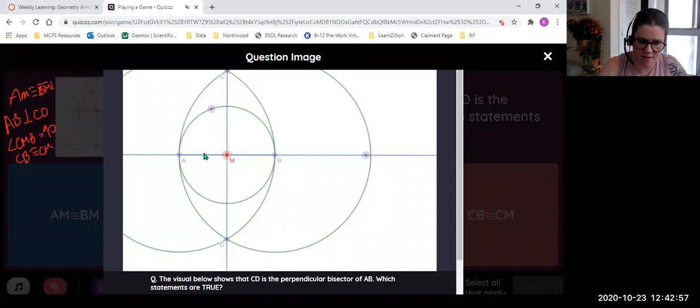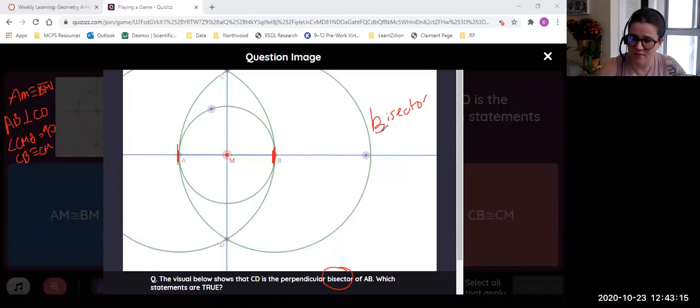All right. AM is equal to BM. Well, we were told that it is a perpendicular bisector of AB, right? So if it's a bisector, bi means two, sect means group, so we're going to cut it into two equal groups. That does mean that this is congruent to this. So this one is true.